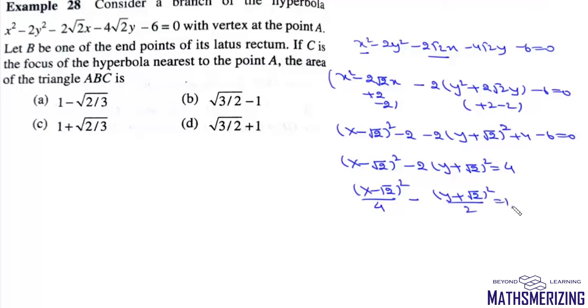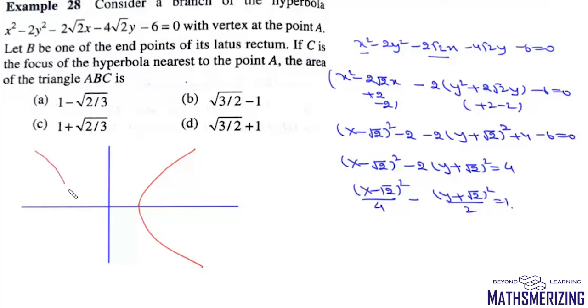Now it says one of the vertex of this hyperbola is at point A and B is one of the endpoints of latus rectum. So we have this hyperbola whose one of the vertices A and B is endpoint of its latus rectum. So this is B and C is the focus of hyperbola nearest to this point A. We need to find area of this triangle ABC.